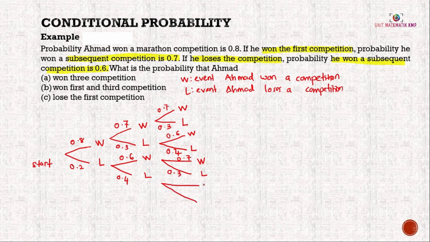Okay, and the last branch, WL. So dia lose on the second competition. Okay, probability untuk dia win pula adalah 0.6. So this should be 0.4.